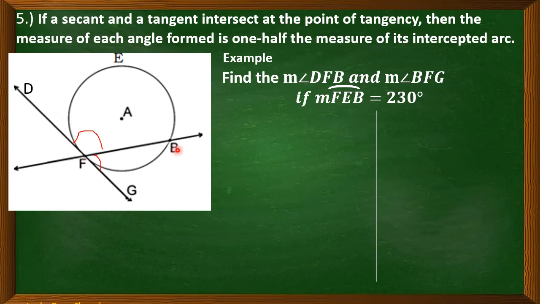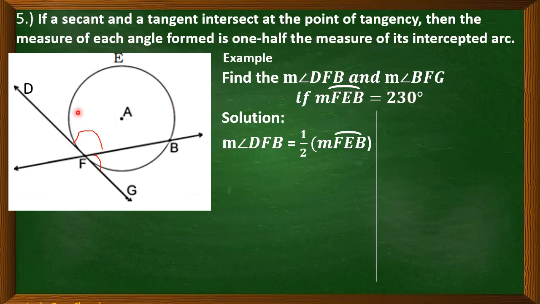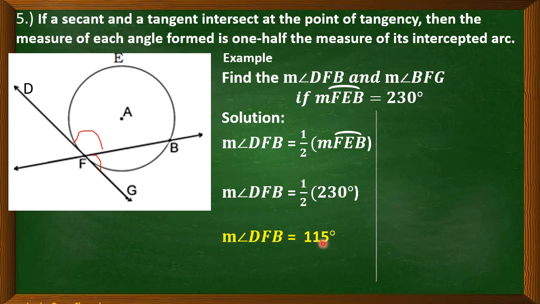So the measurement of angle DFB is 1/2 the measurement of arc FEB. Since arc FEB is 230 degrees and this arc is the intercepted arc of angle DFB, so we have 1/2 of 230 degrees, that is 115 degrees. So the measurement of angle DFB is 115 degrees.